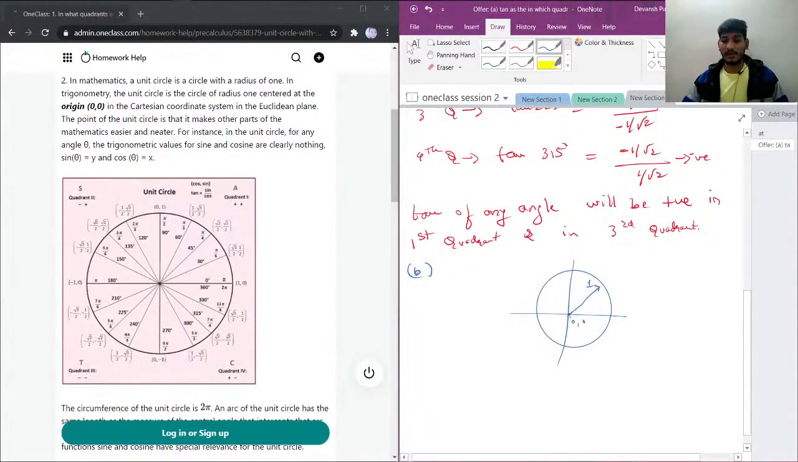I can draw it from here, I can draw it from here, I can draw this here also. But when I drop down a perpendicular on the x-axis from these radii, let's say these all are perpendiculars, then basically whenever we draw a perpendicular we get a triangle, and the hypotenuse of that triangle is always going to be 1 unit.